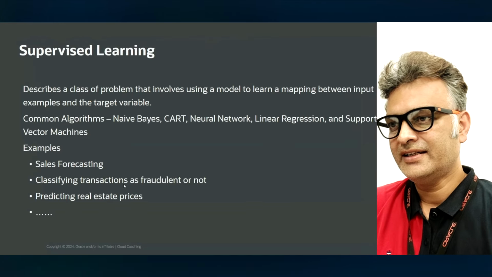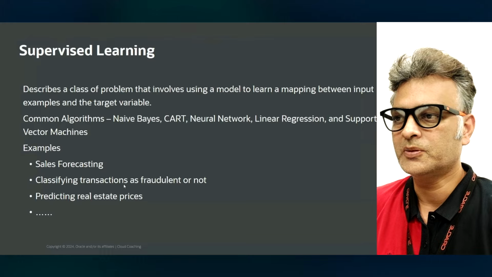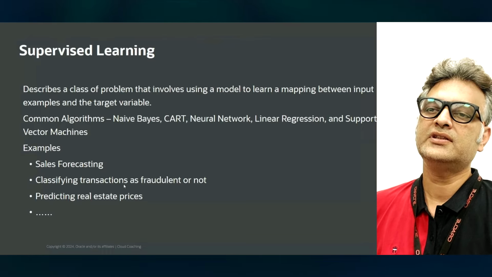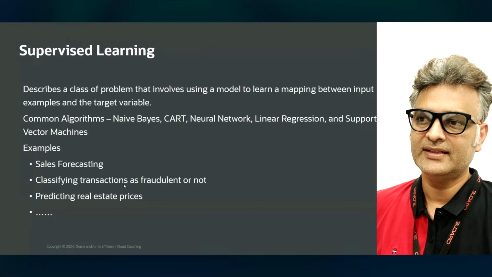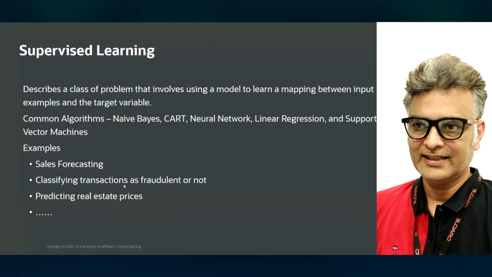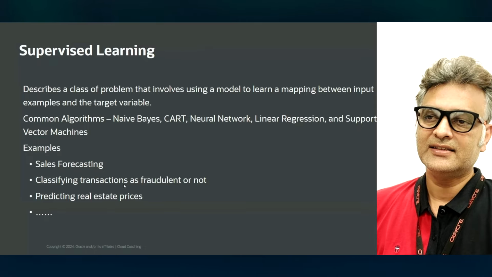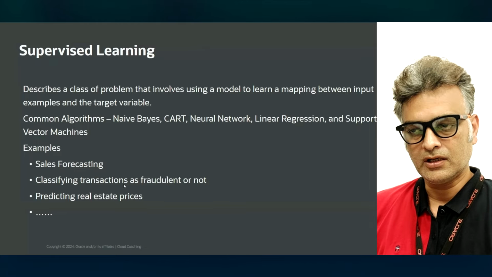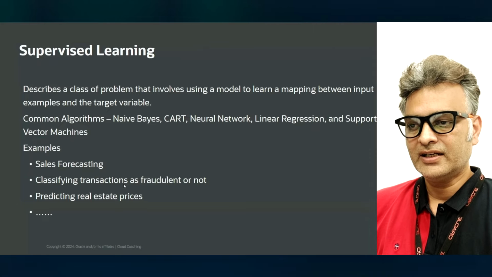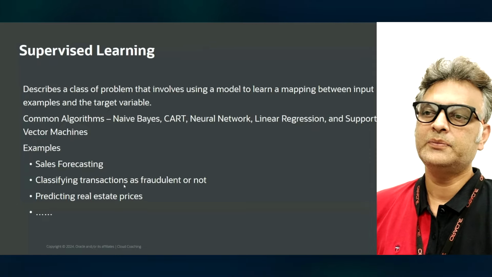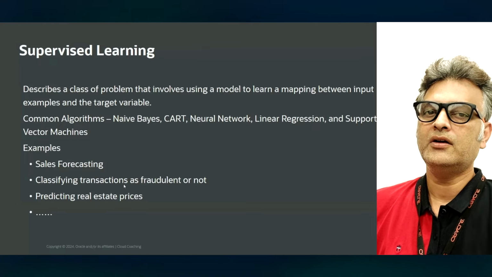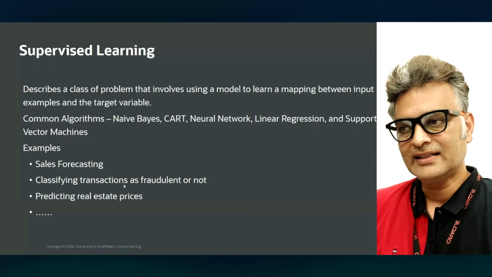So before we get into the details, first maybe let's look at the high level. What is supervised learning? So supervised learning describes a class of problem that involves using a model to learn a mapping between input examples and the target variables. So what it means is we already have historical data in which we have this relationship established. Say there would be a set of input columns or data points, and then the target variable that we have. And then the historical data actually gives us a relationship between these two. And you use the machine learning model to discover it and then apply it on a new data set where you want to predict the target variable.